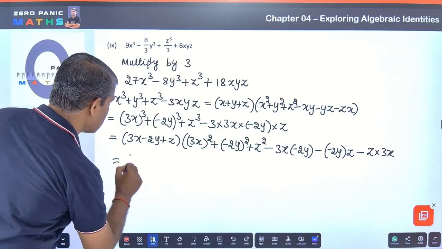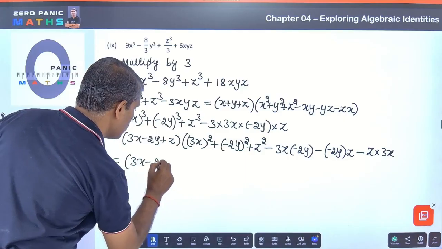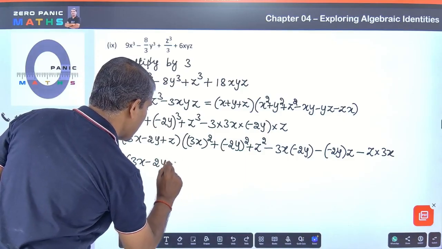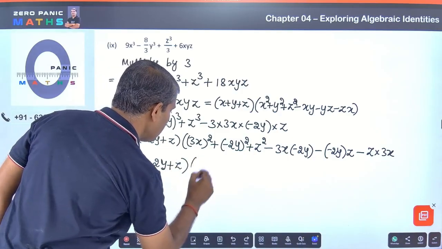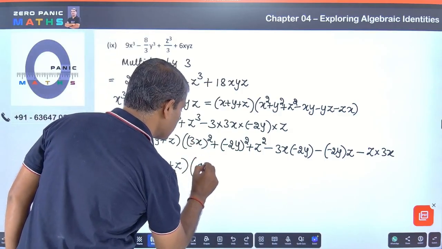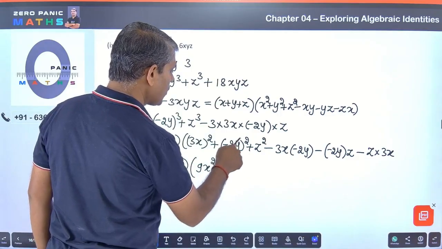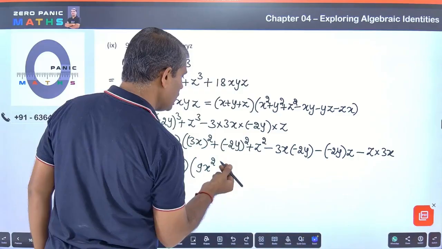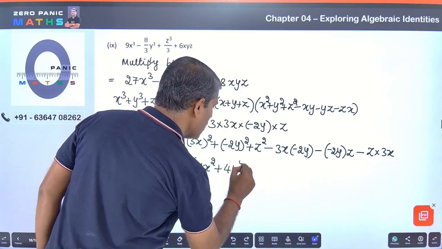Let us write the final step. It is 3x minus 2y plus z as the first bracket. And then coming to the second bracket, it is 3x whole square, that will give us 9x square, and minus 2 whole square will give you 4 only. So let me write this as 4y whole square.